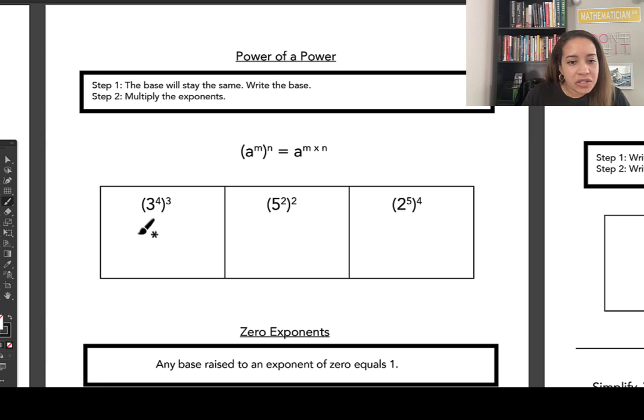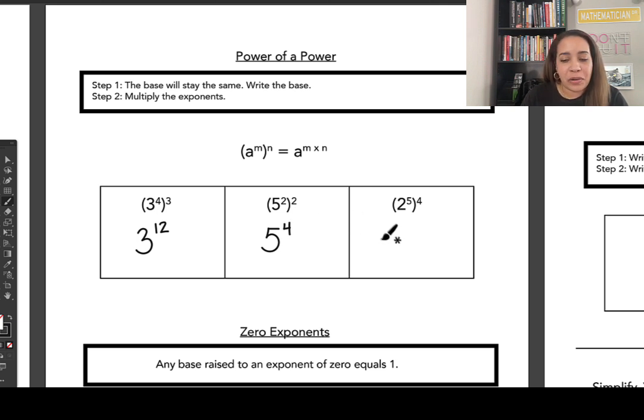So I am just going to copy down the big number, and then we multiply to get our final answer. 4 times 3 gives us 12. Same thing, I see parentheses, so that reminds me that I need to multiply when I see problems like this. I need to keep the base the same, copy down the 5, and then we'll multiply 2 times 2 to get 4.